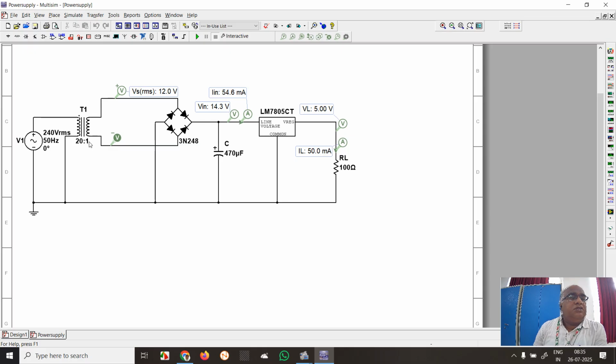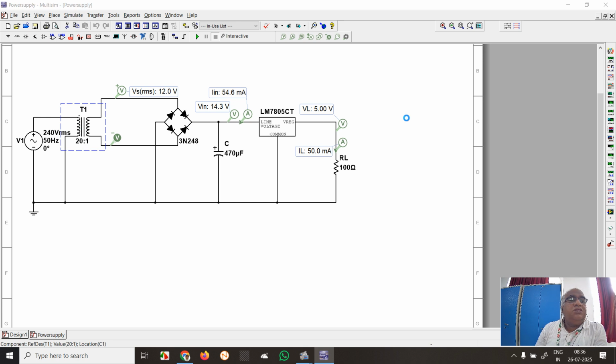This is a transformer. The turns ratio is 20:1. The input is 240 volts. I need a voltage of 12 volts. That's why I took a transformer whose turns ratio is 20:1.